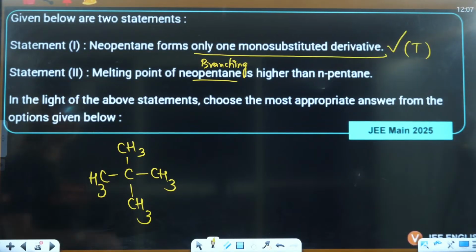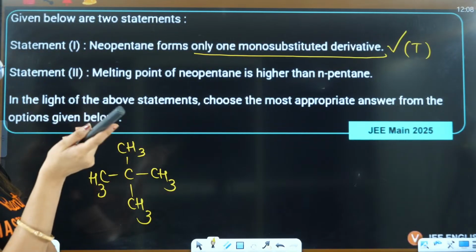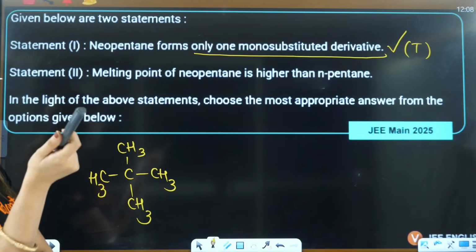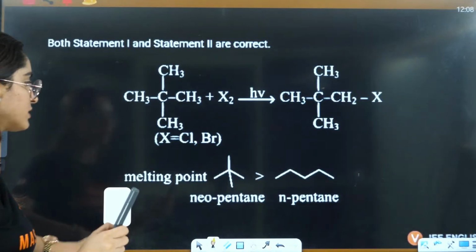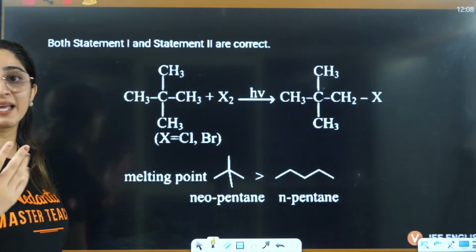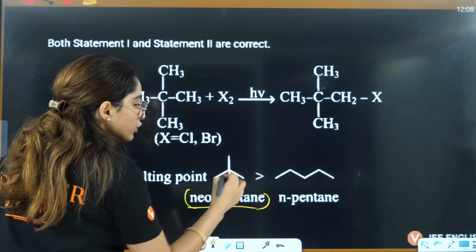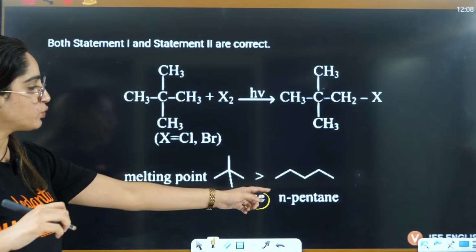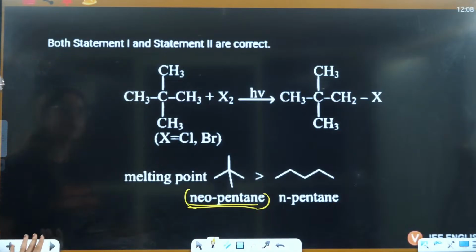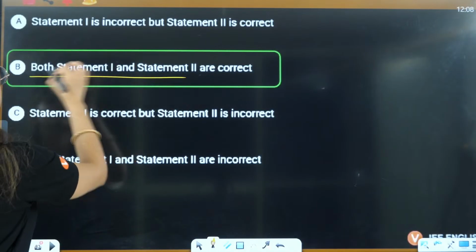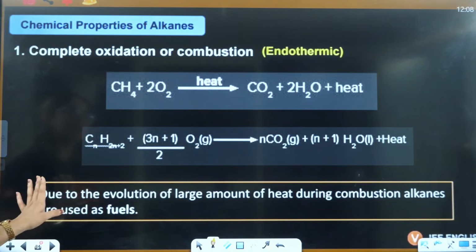When you talk about the boiling point, the boiling point of n-pentane, because of less branching, will be more, right? But when we talk about the melting point, it depends upon the packing efficiency. So the packing efficiency of neopentane will be more as compared to n-pentane. So the answer will be neopentane will have more melting point. So both the statements are correct here, so B is the correct statement here.